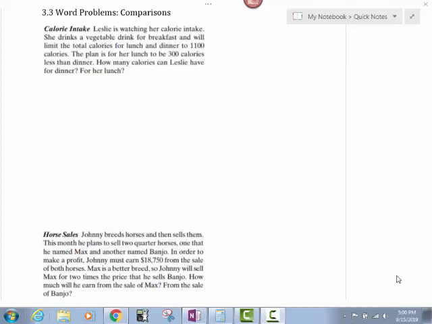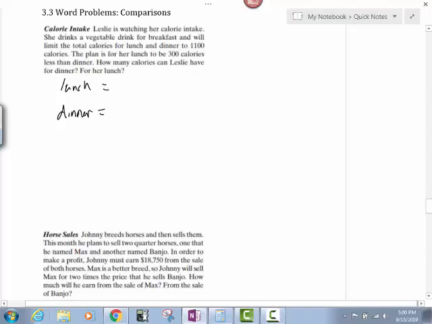Okay, so we're talking about lunch and dinner. So why don't we go like this? Lunch and dinner. It says her calories for lunch is going to be 300 less than dinner. I don't know how many calories she's going to have for dinner, but lunch needs to be 300 less. Now, the total number of calories she's going to have is 1,100.